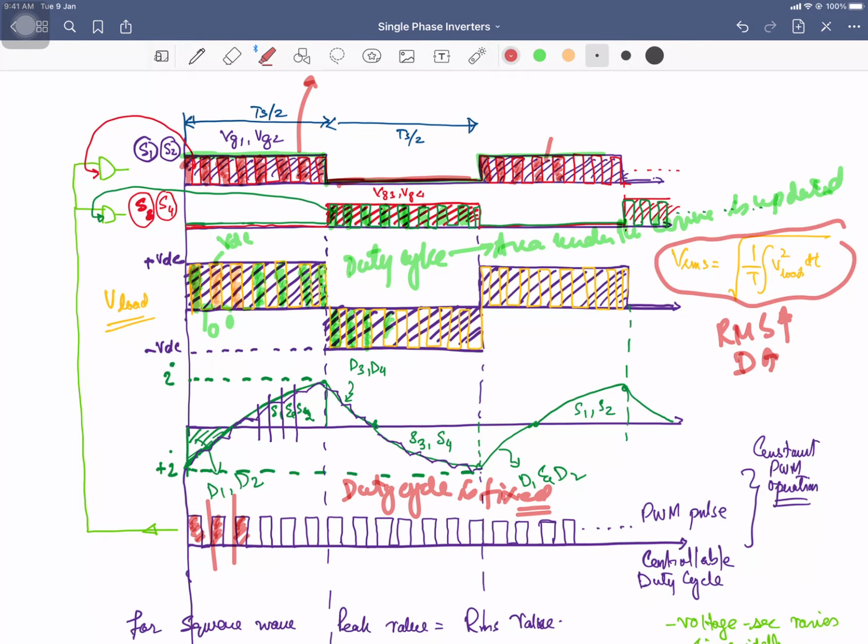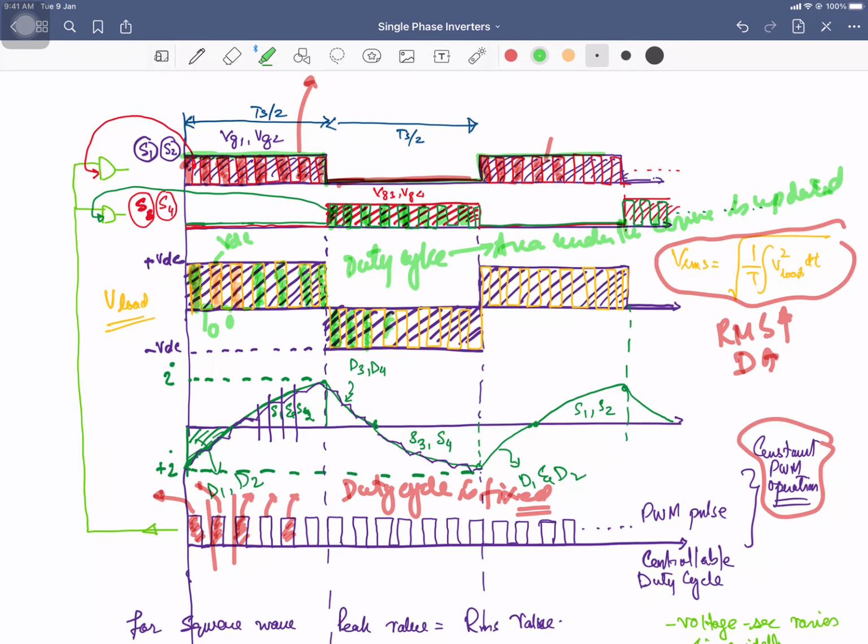So we usually call it the constant PWM because we are not changing the width of the pulses. Whatever is the pulse width of one pulse, the same is the pulse width over here, the same as the pulse width over here, and so on. Pulse widths are the same. Okay, so now let's look at the current waveform.